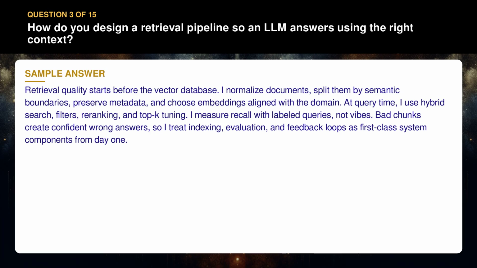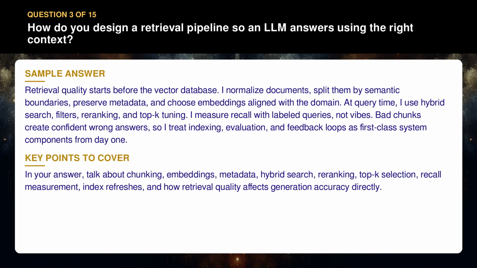Bad chunks create confident wrong answers, so I treat indexing, evaluation, and feedback loops as first-class system components from day one. In your answer, talk about chunking, embeddings, metadata, hybrid search, re-ranking, top K selection, recall measurement, index refreshes, and how retrieval quality affects generation accuracy directly.